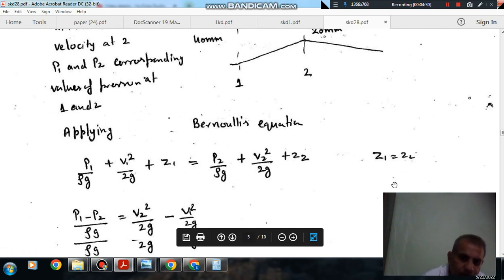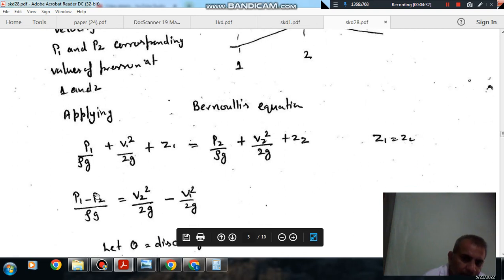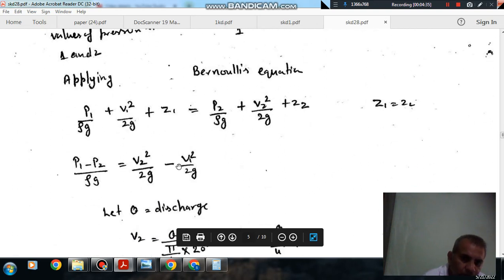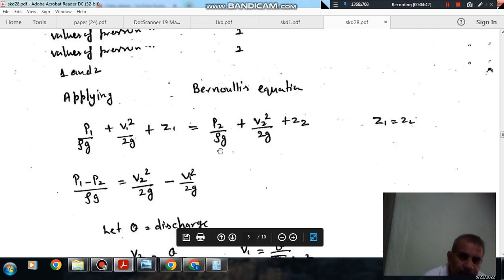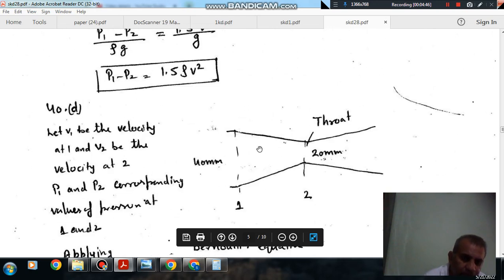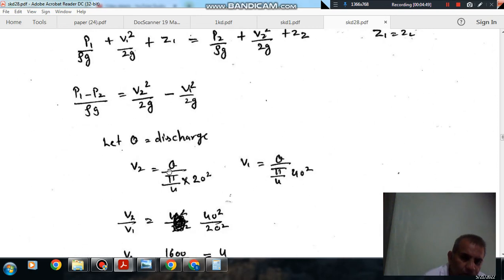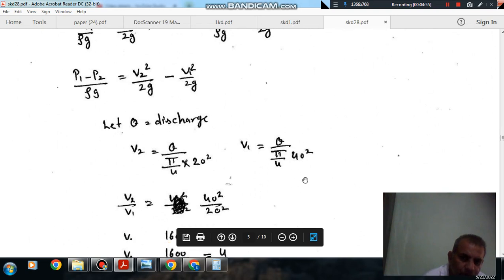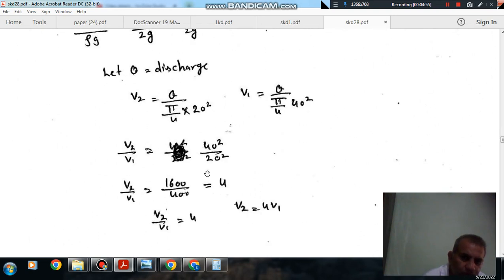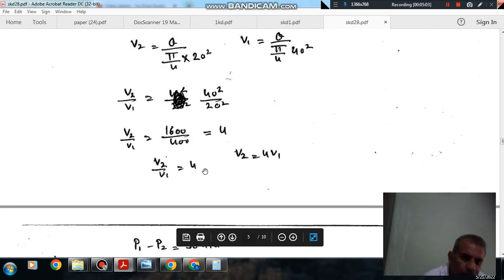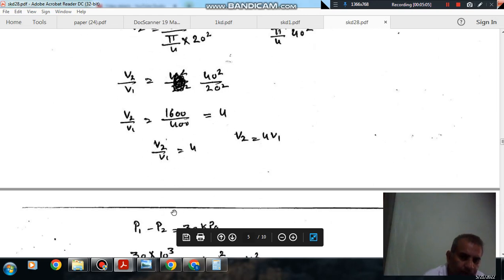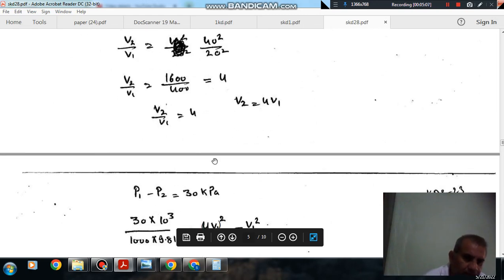As Z1 is equal to Z2, we can write P1 minus P2 by rho g is equal to V2 square by 2g minus V1 square by 2g. Suppose the discharge is Q; the velocity at sections 1 and 2 can be determined by dividing by their area. So V1 is Q divided by pi by 4 into 40 square, and V2 is Q divided by pi by 4 into 20 square. So V2 by V1 is equal to 40 square by 20 square, or V2 by V1 is 4. So V2 is equal to 4 V1. P1 minus P2 is 30 kPa.